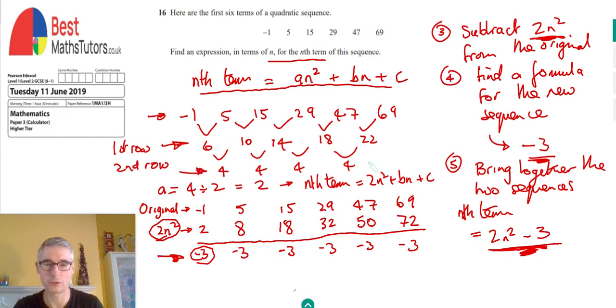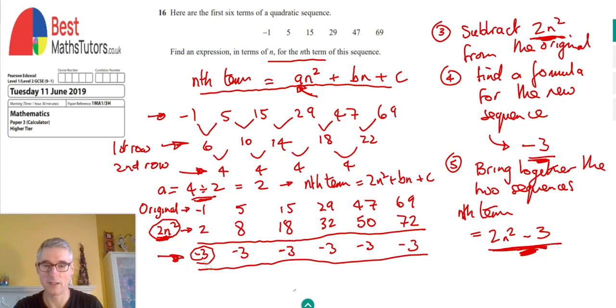And then because that number is the same all the way through, we divide it by 2, and that gives us the value of a, the number which multiplies the n squared. So that gives us this value here. And having got that, we knew that a was 2. We got a new sequence generated by 2n squared here, and we subtracted that from the original sequence, and that gave us this -3 all the way along.